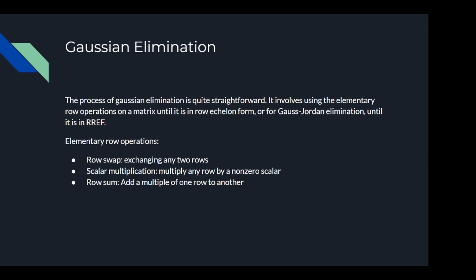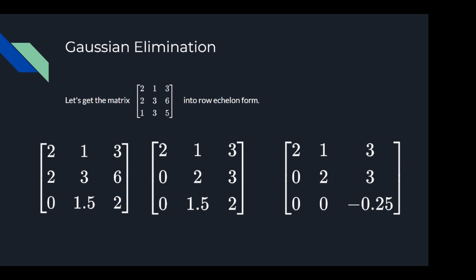So Gaussian elimination is pretty simple. All it is is using the elementary row operations on the matrix until it is in row echelon form, and for Gauss-Jordan elimination until it is in RREF. The elementary row operations are just swapping rows, multiplying rows by scalars that aren't zero, and adding multiples of rows to other rows. So let's get the matrix 2, 1, 3, 2, 3, 6, 1, 3, 5 into row echelon form.